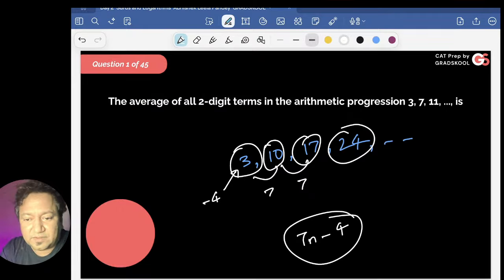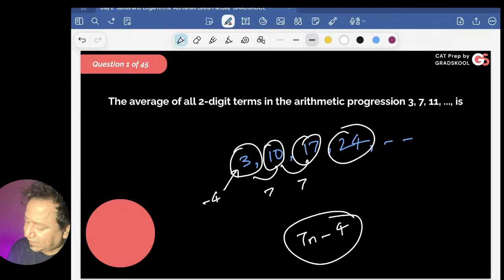See, Cristiano, Varun just did it wrong, even after telling it. That is why I will explain it again and again. Not Cristiano, Vanshaj, I think. Vanshaj did it wrong, right? Vanshaj wrote 7n plus 3. It must be 7n minus 4. Now, why do I say that?